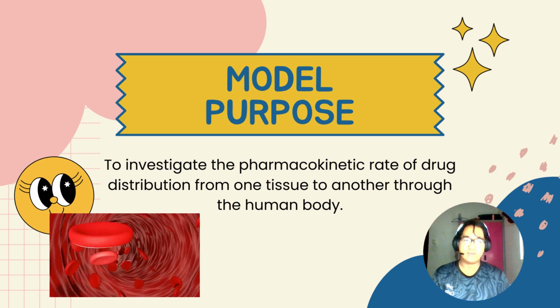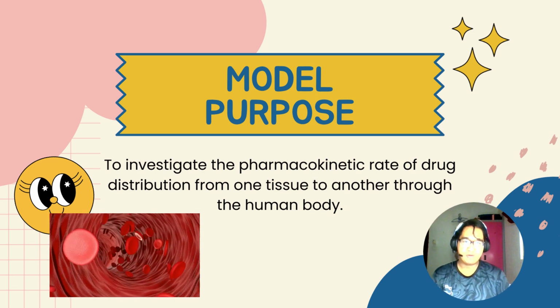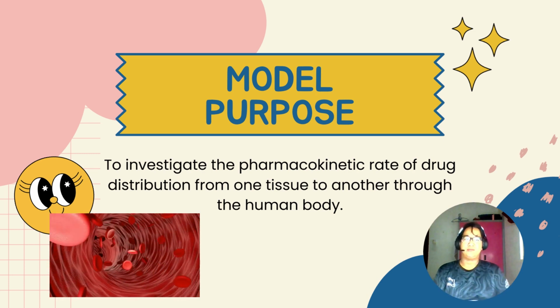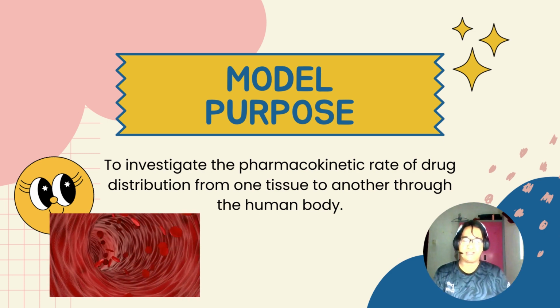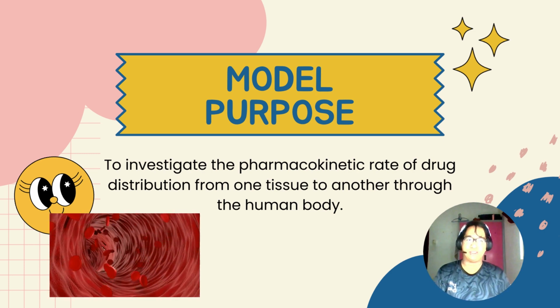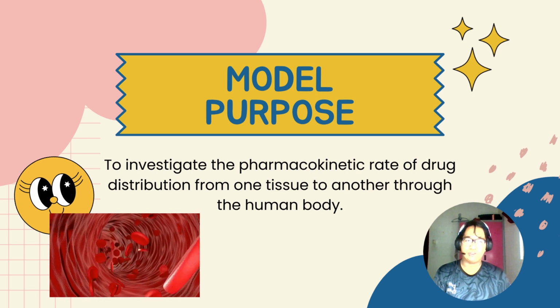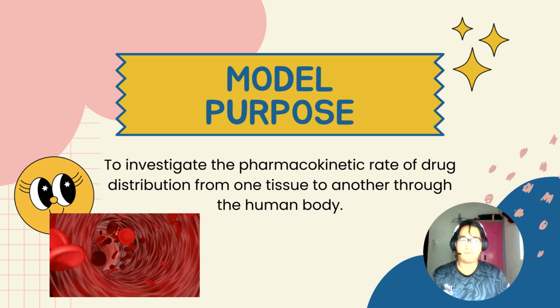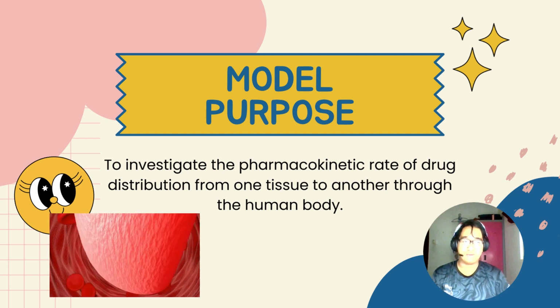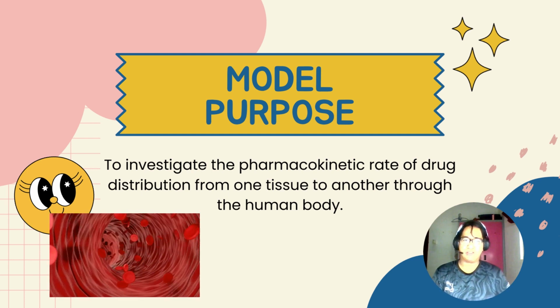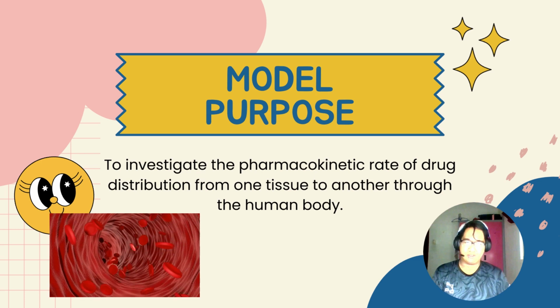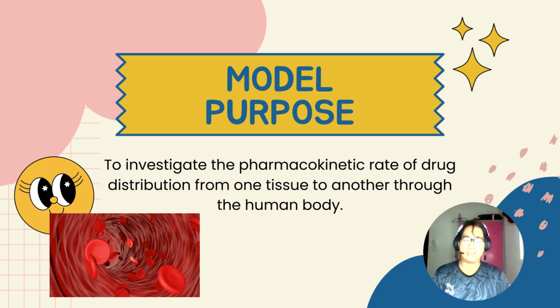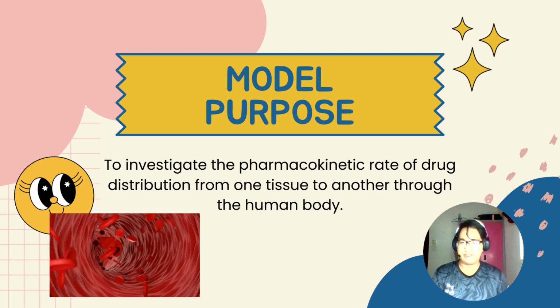Now, we will touch back to our main topic. The purpose of this mathematical model is to investigate the pharmacokinetic rate of drug distribution from one tissue to another through the human body. We will look at what the two compartments mentioned in the model are, and how it compares to a one compartment model. Throughout this video, we will explain how the equation is obtained and how to solve it.